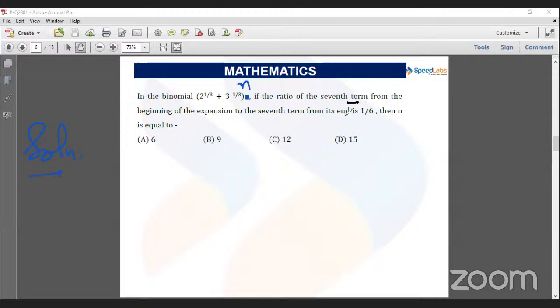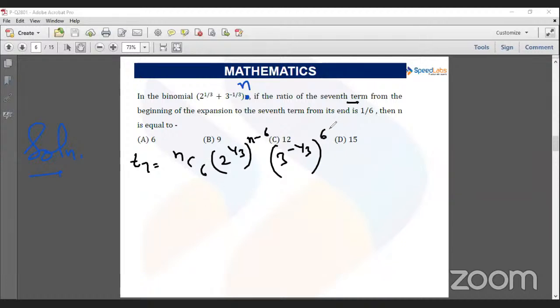okay, so find the ratio of the terms. The seventh term from the beginning would be T7 is nC6 2 power 1 by 3 power n minus 6 and 3 power minus 1 by 3 power 6. That's the seventh term from the beginning. Now to find the seventh term from the end, what we can do is just reverse the binomial. It can be 3 power minus 1 by 3 plus 2 power 1 by 3, whole power n.